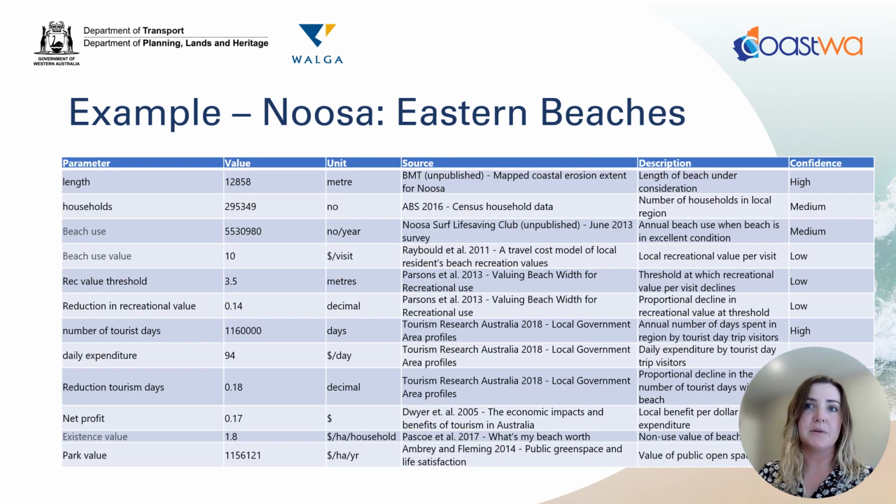And this table is just a bit of an example of some of the data that you might need to do the analysis. So number of households, number of people using the beach, reductions in recreational value as a result of the change in beach width, number of tourist days, tourist expenditure, value of the parklands, things like that. So this is the kind of detailed level of data that you need to do the analysis.